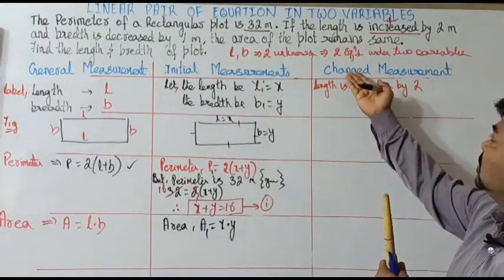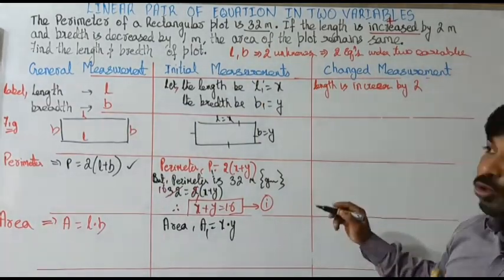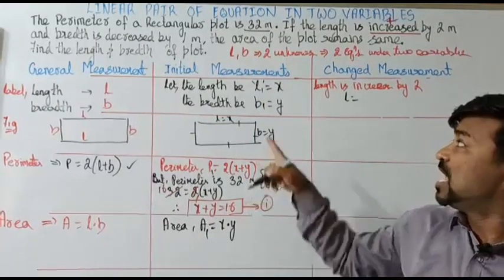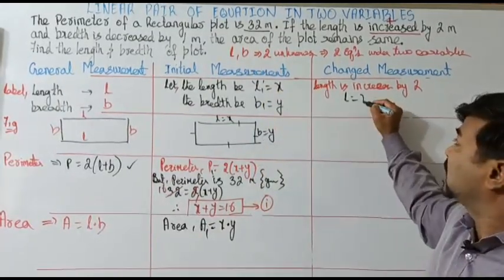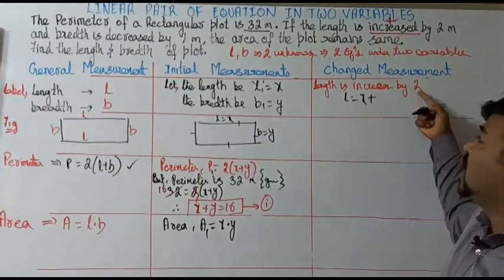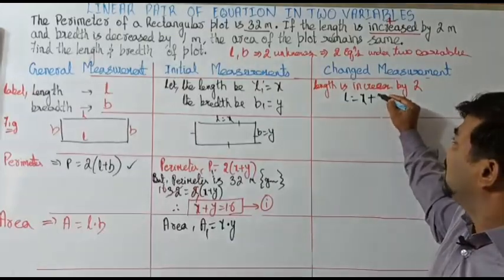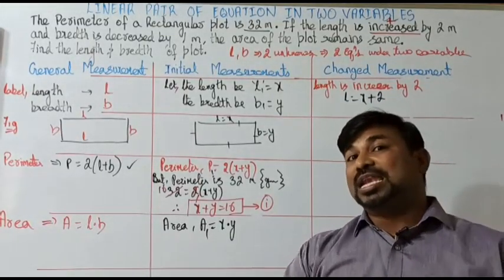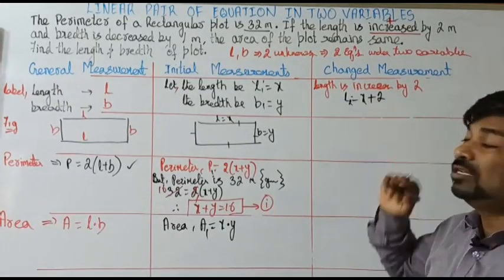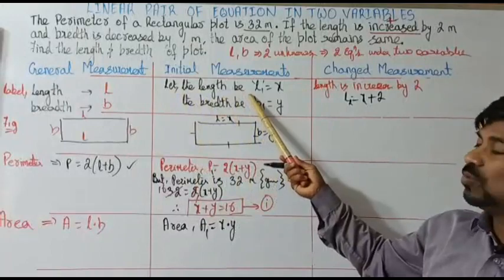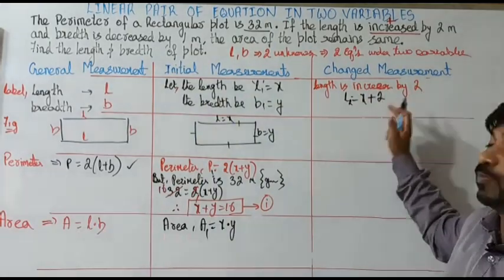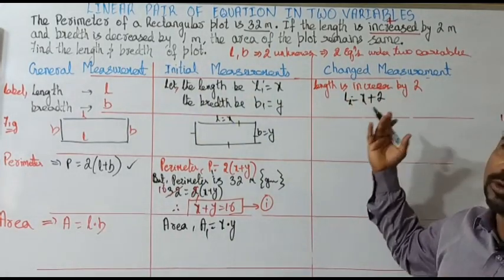Now the changed measurements: length is increased by 2. Earlier how much was it? It's nothing but x. Now it has increased. Increase means what sign are we taking? Plus, and how much has it increased? By 2. Therefore, L is equal to x plus 2, the new or changed length, which you can call L2. If this is L1, you can call this L2. Okay, x plus 2, but it is not compulsory. If you want to remove that, no issues.